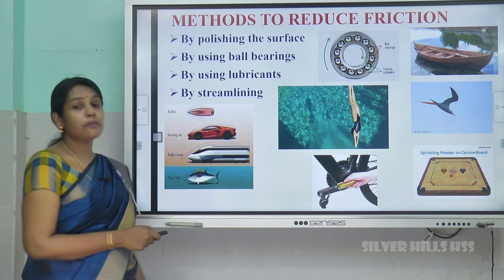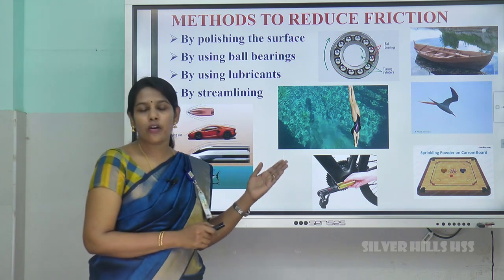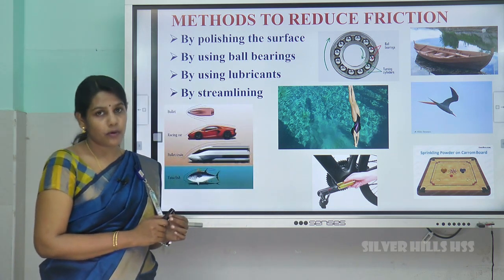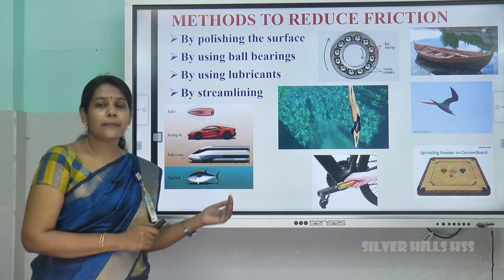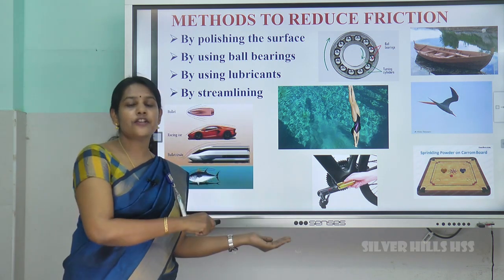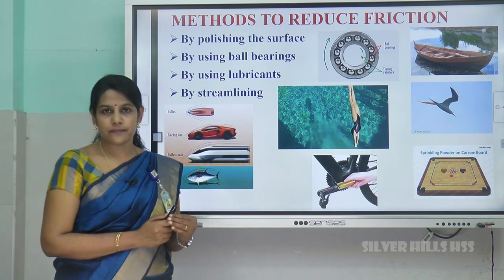Second one is by using ball bearings. A ball bearing is a hollow sphere with small metal balls. It is seen in moving parts of the machines. Here the principle used is rolling friction is less than sliding friction.